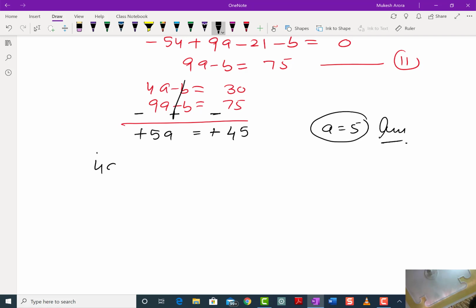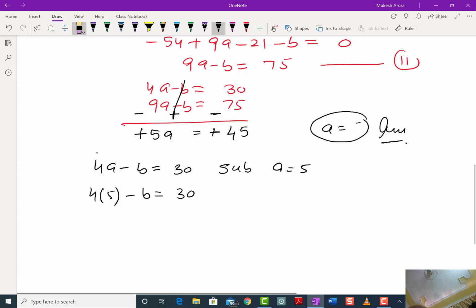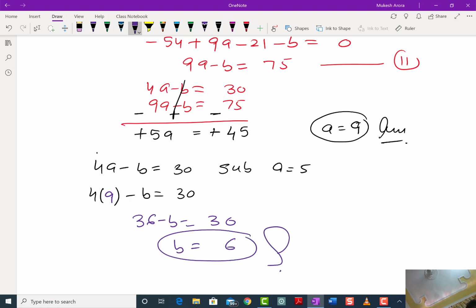So 4a minus b is equal to 30. Substituting a is equal to 9: 4 into 9 minus b is equal to 30. So 36 minus b is equal to 30. b is equal to 6. So this is our second answer. So any sum you get of this kind you can do it.